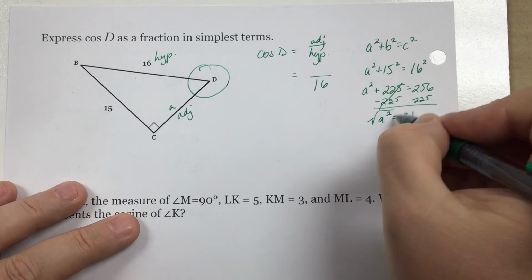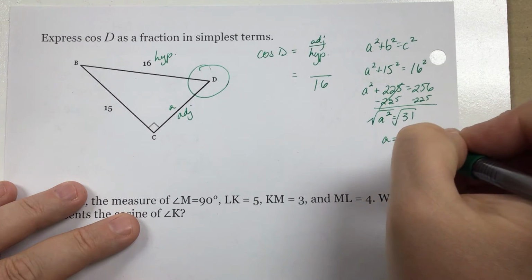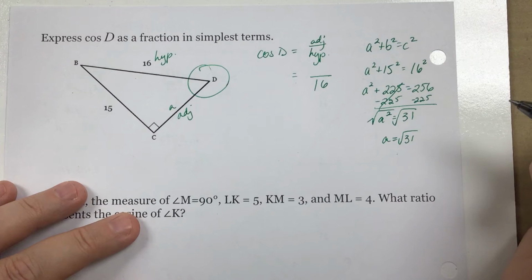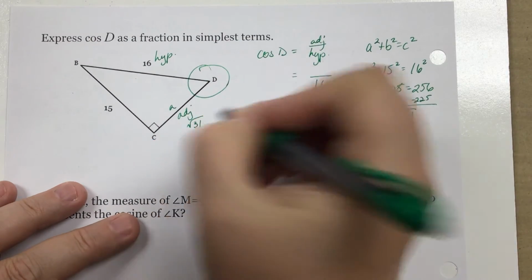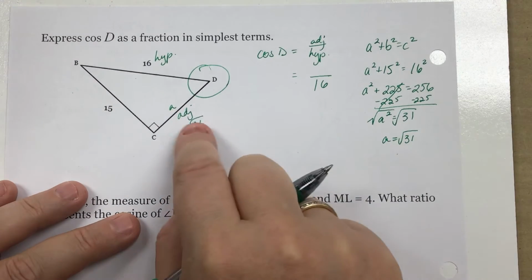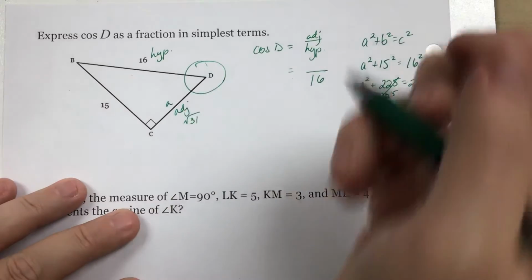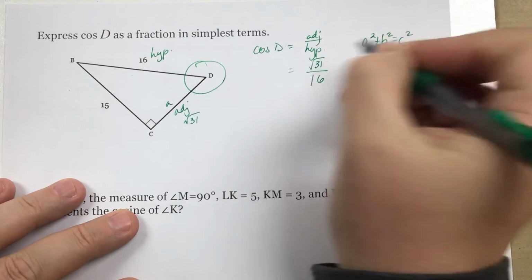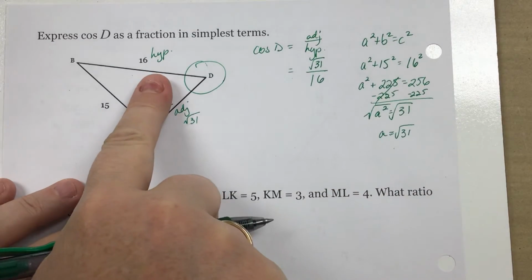So my A value is going to be the square root of 31. You cannot reduce that because 31 is a prime number. So again, if I go back to my problem, I want the cosine of d. So cosine is adjacent over hypotenuse. So I'm going to put the square root of 31 over the hypotenuse, which is 16.